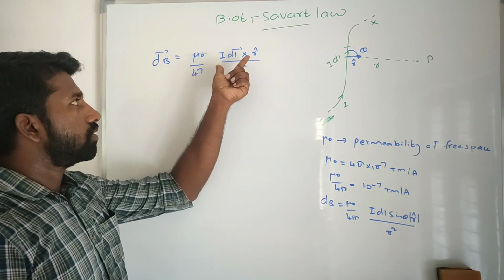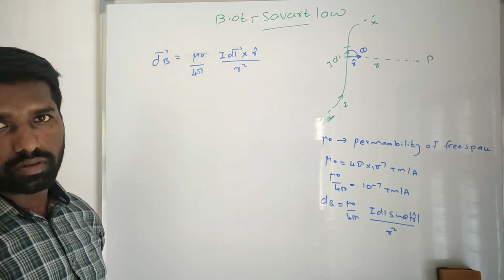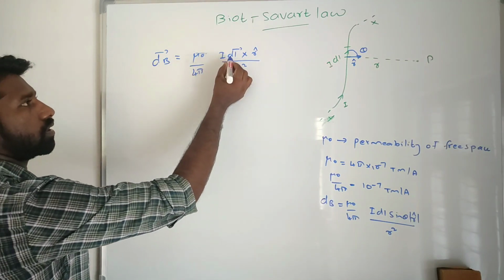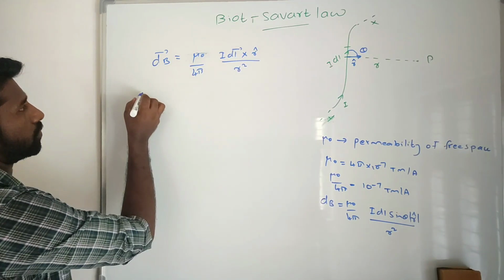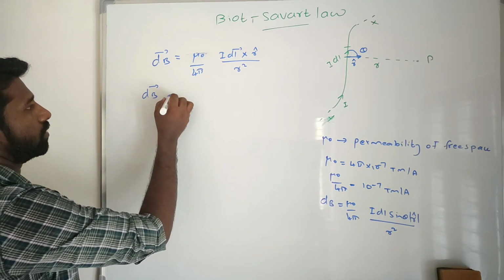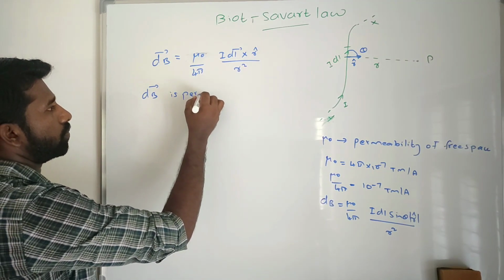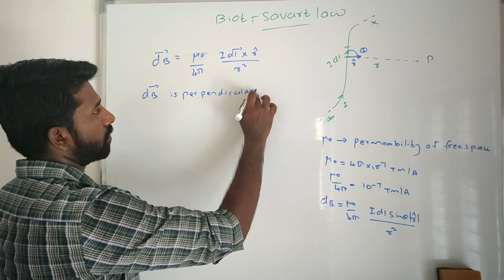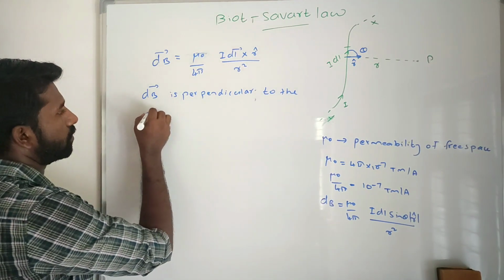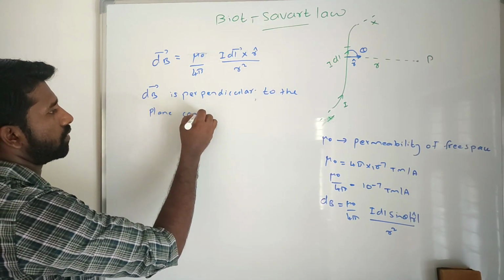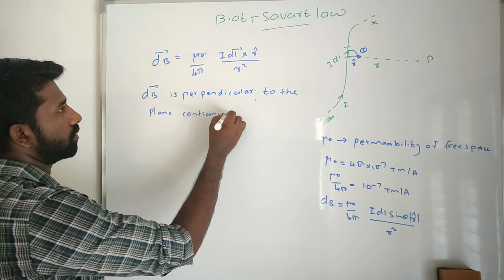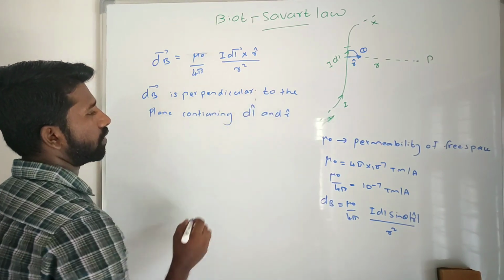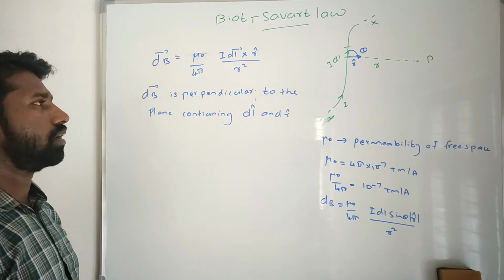Okay, so this is the cross product. From this we will get the direction of dB. What is dB? dB is perpendicular to the plane containing dl and r cap. Okay, perpendicular to the plane containing dl and r cap.